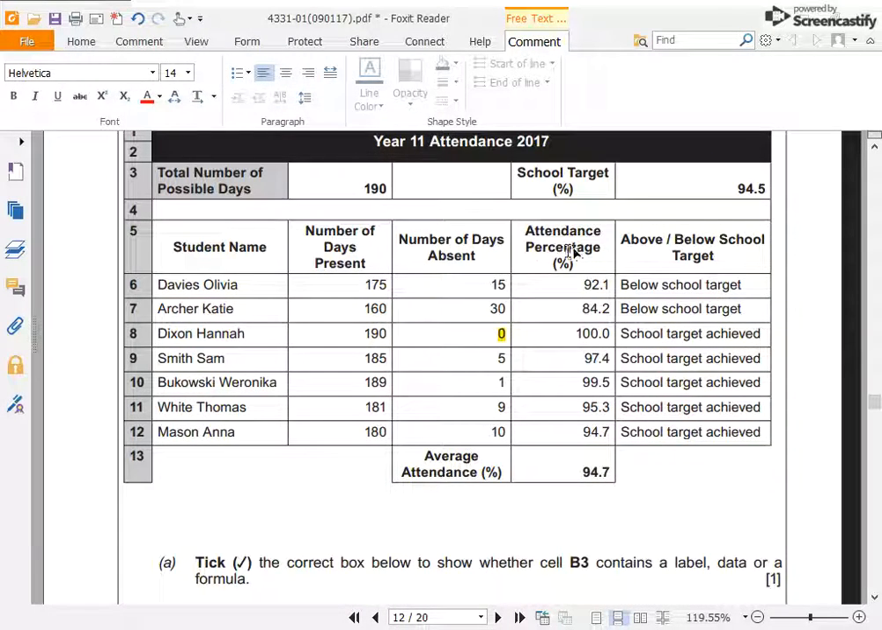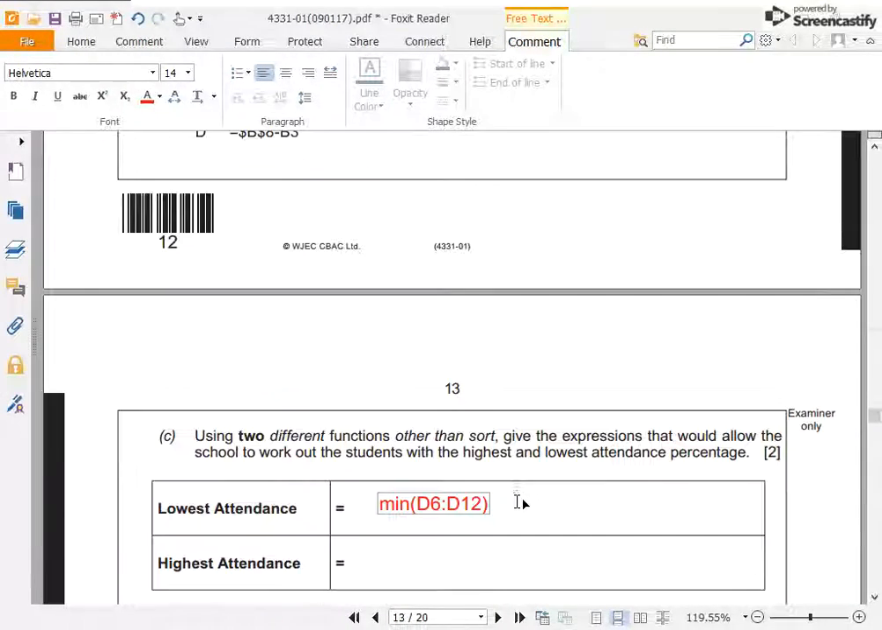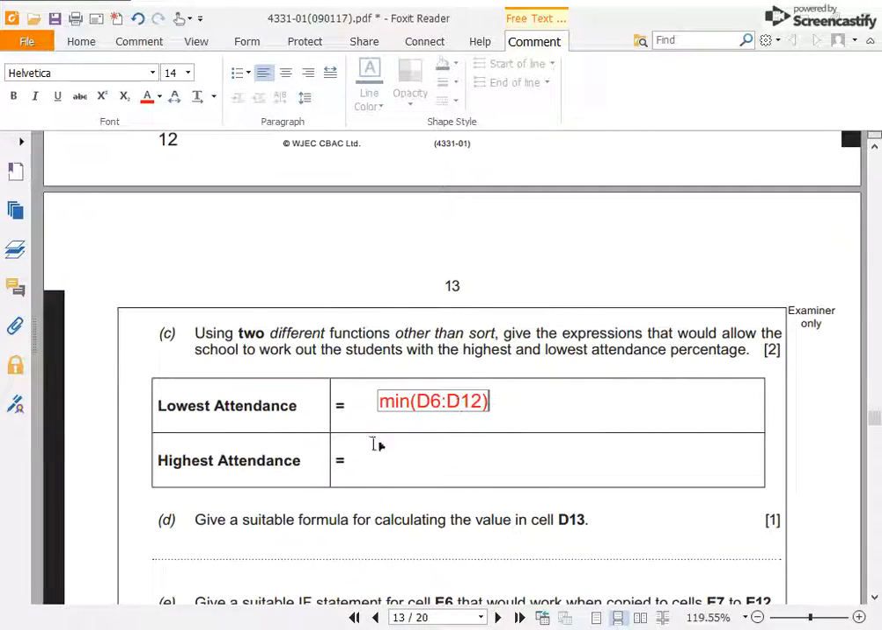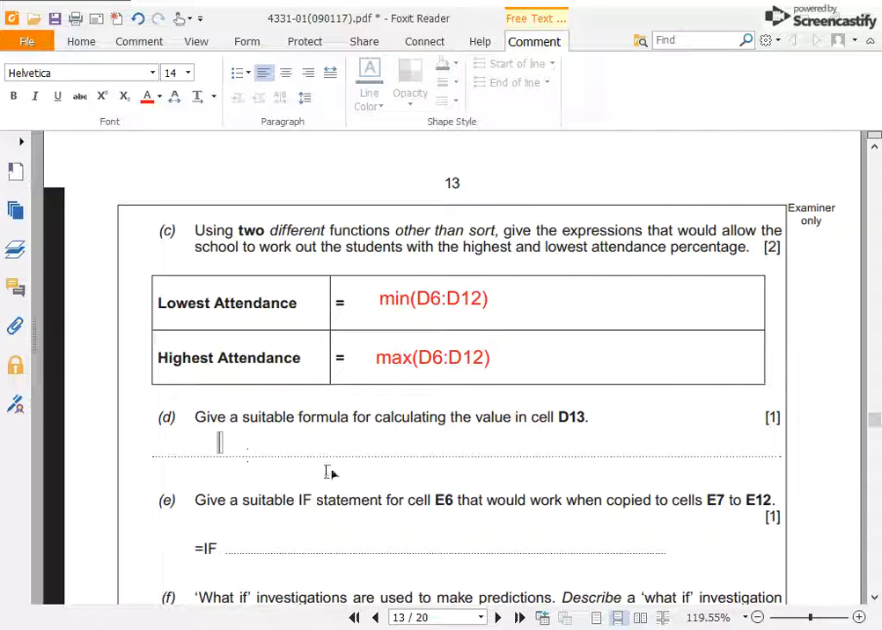So we want to work out the lowest attendance percentage, so we use the D column. Okay, and then we'll do the same for the highest, that's going to be MAX. So D6 to D12. It works exactly the same as the sum formula in the setup. You do the colon. Okay, give a suitable formula for calculating the value in D13.